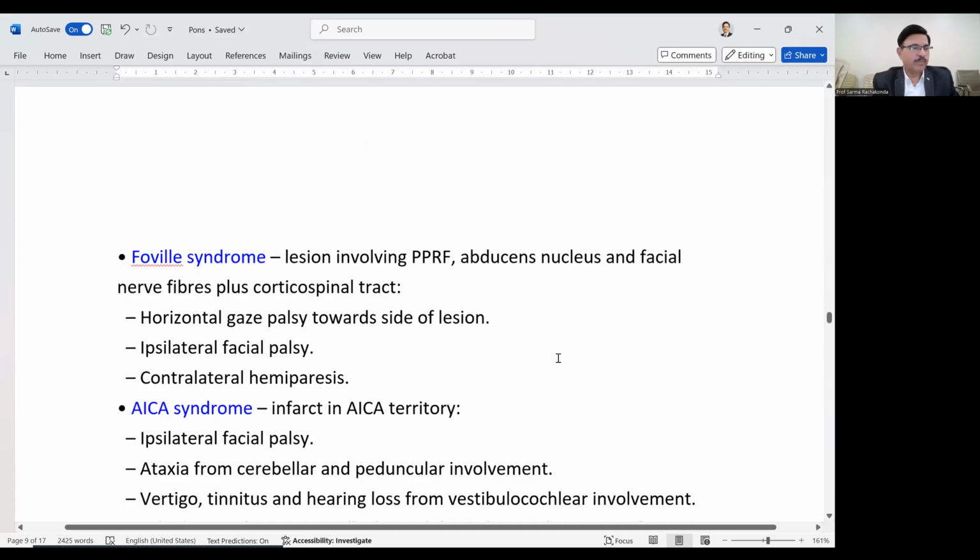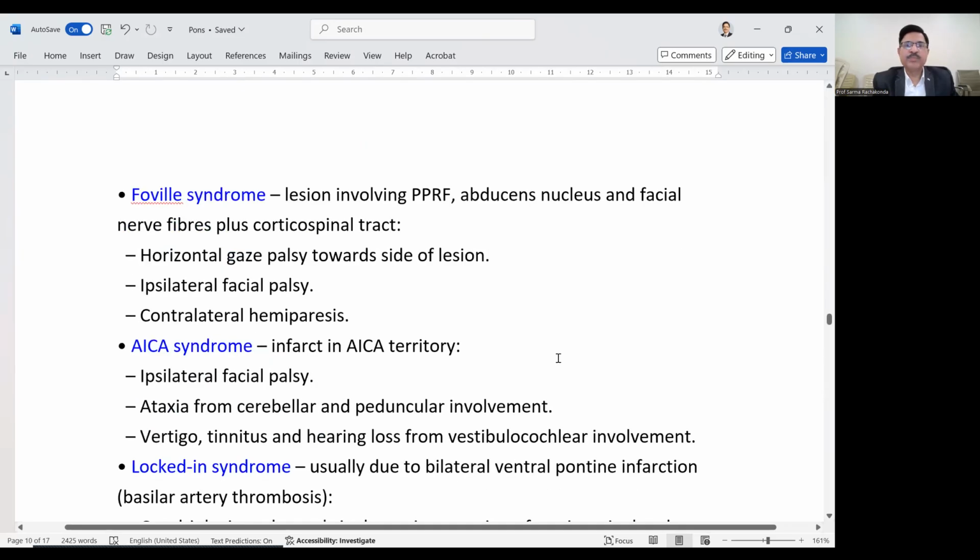Then Foville's syndrome. What is Foville's syndrome? Lesions involving the PPRF. PPRF is the para-pontine reticular formation. When the para-pontine reticular formation is affected, the abducens nucleus, facial nerve fibers, plus the corticospinal tract are all affected. Horizontal gaze palsy towards the side of lesion. That means if there is a lesion on the right side, the patient will not be able to move the eyes to the right side. Horizontal gaze palsy towards the side of the lesion, ipsilateral facial paralysis, contralateral hemiparesis.